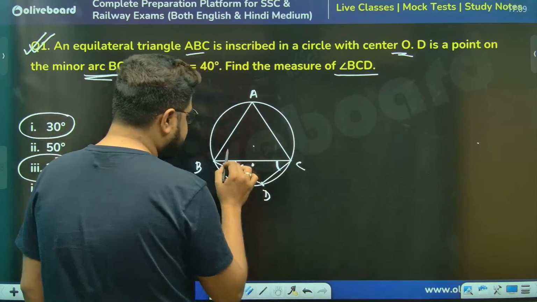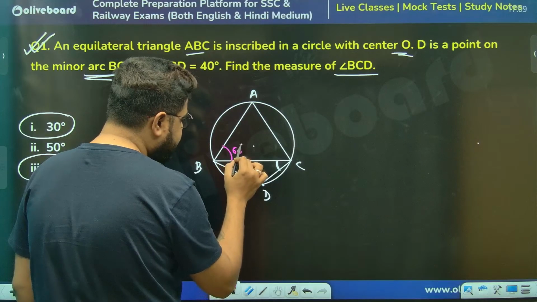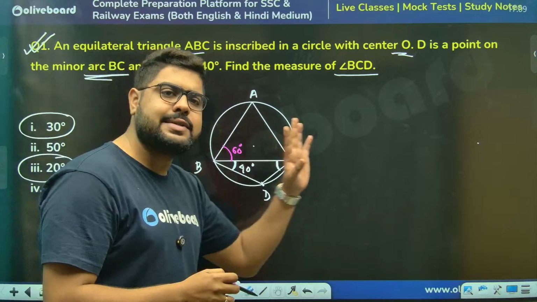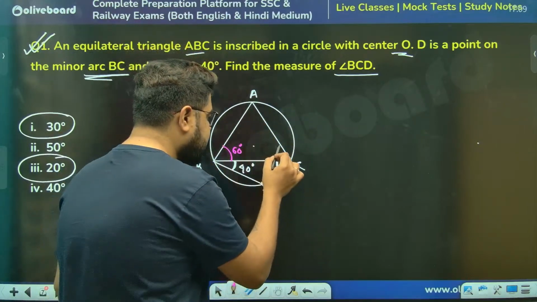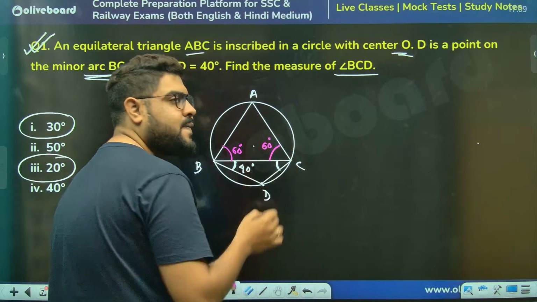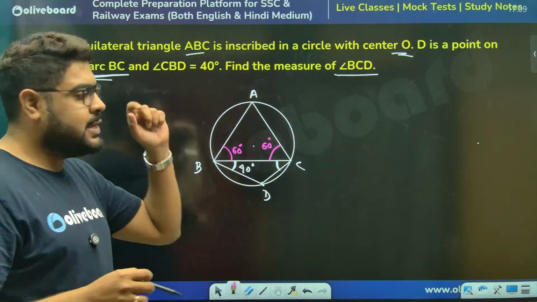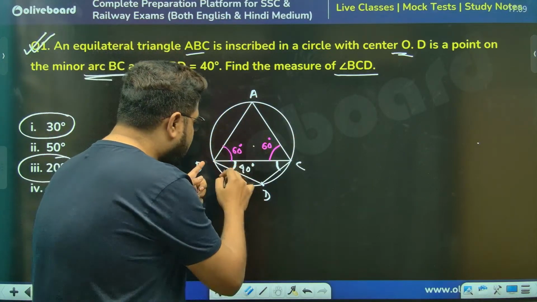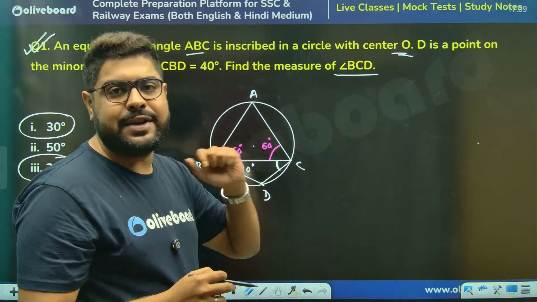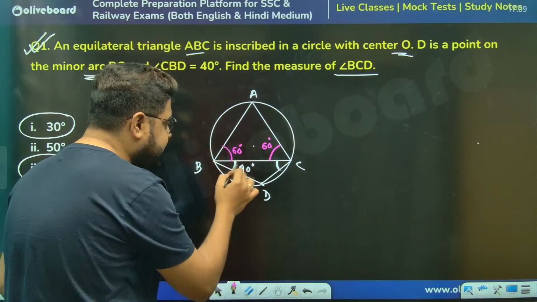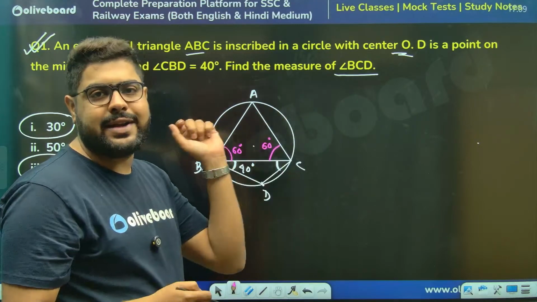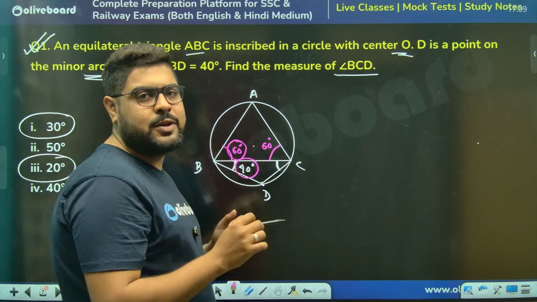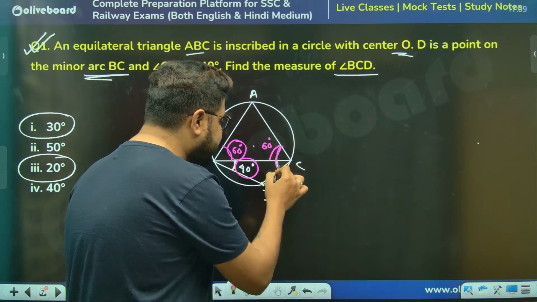First things first, can I say this is 60 degrees? Because ABC is an equilateral triangle, so all the angles are 60. This is 60, this is also 60 degrees. And we already know that in a cyclic quadrilateral the opposite angles are supplementary, meaning the sum of this angle plus this angle has to be 180 degrees. So 60 and 40, 100 gone, so this total angle must be 80 degrees.